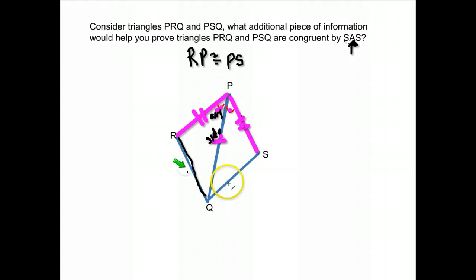It could not be this pair down here because notice I don't know the angle there. So that doesn't give me side, angle, side. It has to be that specific pair of sides that we know is congruent.